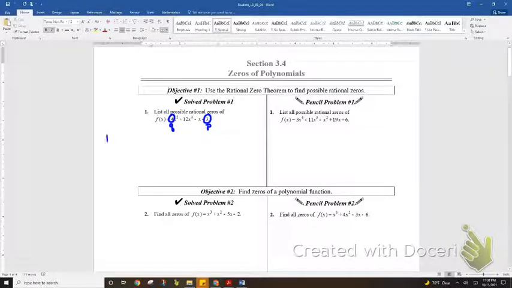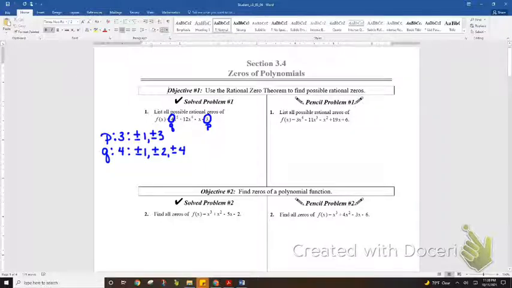Alright, so let's start off. So P. P is going to be all the factors of that constant, which is a 3. And so the factors of 3 are positive and negative 1 and positive and negative 3. Remember, it's what multiplies in to give us 3, or what 3 is evenly divisible by. Q is going to be all the factors of the leading coefficient, which is 4. And so positive and negative 1, positive and negative 2, and positive and negative 4. Everything that 4 is evenly divisible by.